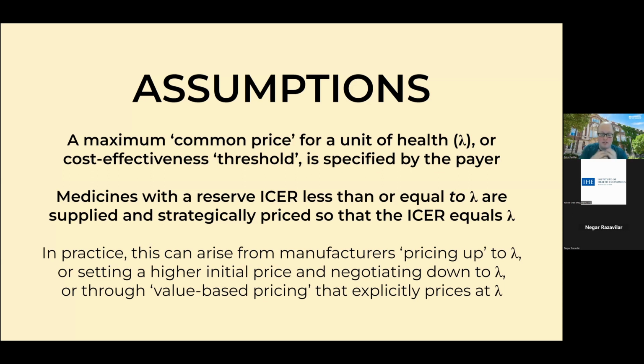And then a third way this could arise would be if you had value-based pricing and you just explicitly offered a price of lambda for each QALY provided. Well, in that case, the ICER will by definition be equal to lambda. So I think there's a few different ways in practice by which you would end up with ICERs that are close to lambda. Obviously, in practice, there will be some discrepancies. There'll be some ICERs that are lower. But if the ICER is lower than lambda, then it's a missed opportunity for the manufacturer. They could get more profit by raising the price, and so the ICER equals lambda.